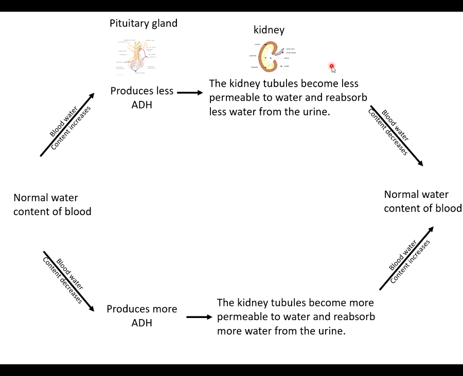Now this is our normal homeostatic negative feedback mechanism, but there are drugs that can interfere with it. Common diuretics, chemicals that make you wee a lot, are things like alcohol and caffeine. They interfere with this mechanism and stop it from carrying out as normal.